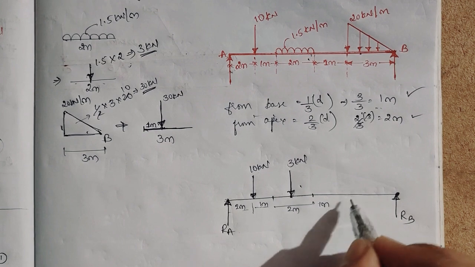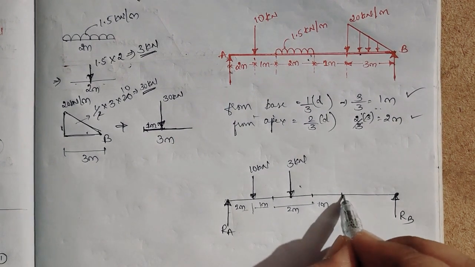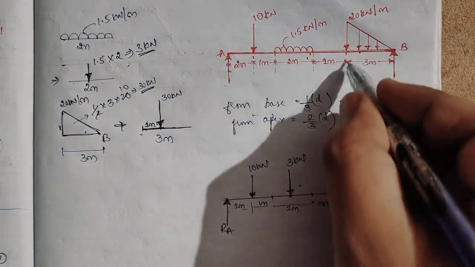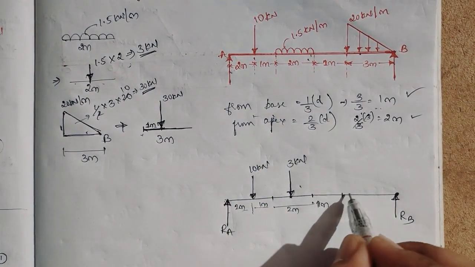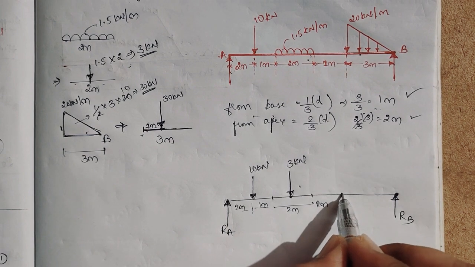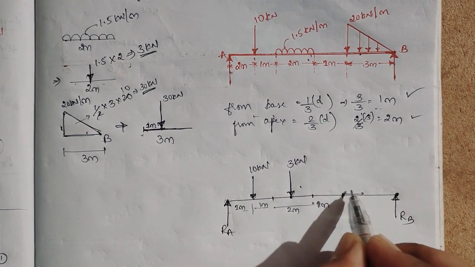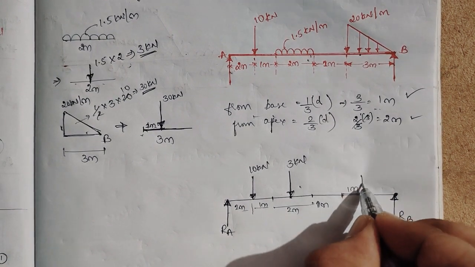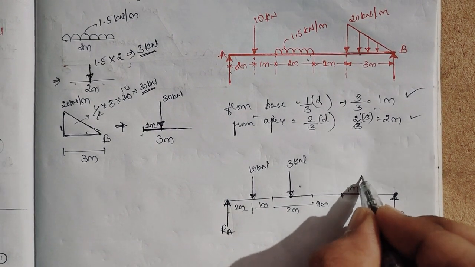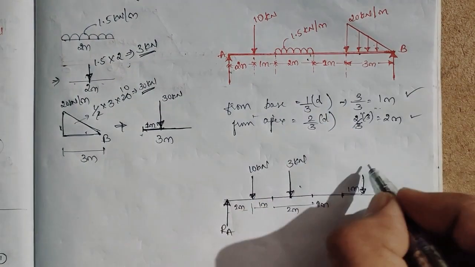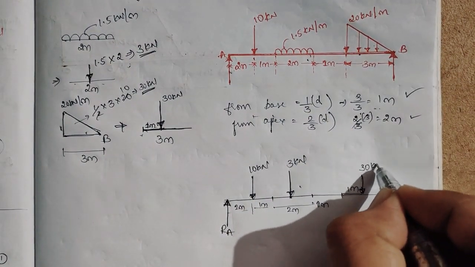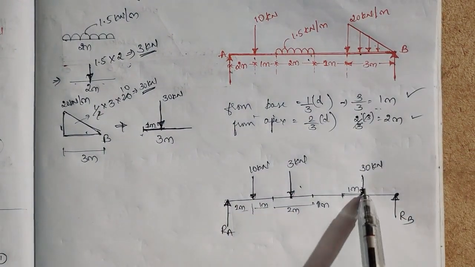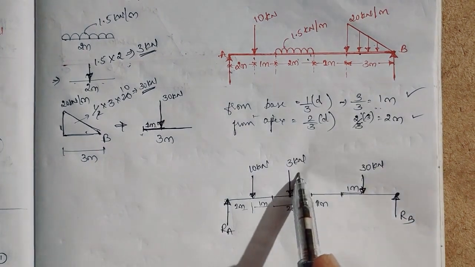After 1 meter, the triangular load is there, so I'll take the same after 1 meter. It will start from here, and from this distance I'll calculate about 1 meter. So this 1 meter will have another point load which represents the triangular load, and that intensity will be 30 kilonewton. The triangular load intensity is 30 kilonewton, and the UDL is 3 kilonewton.